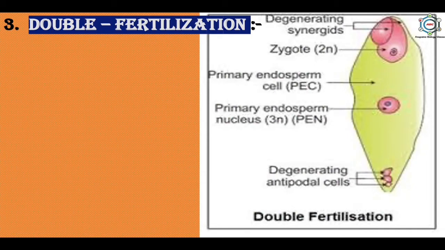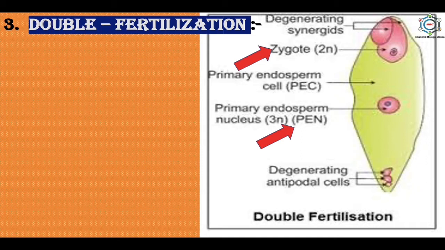You know that there are 2 male gametes in one pollen. Out of both male gametes, one male gamete fuses with the egg and forms the diploid zygote. This process is called syngamy or generative fertilization, and this zygote develops into the embryo. After that, the other male gamete fuses with the secondary nucleus to form the triploid primary endosperm nucleus.